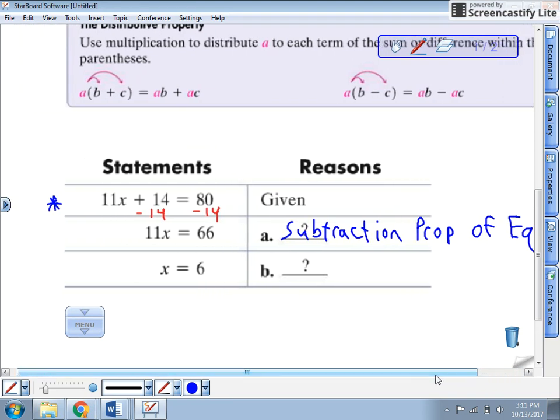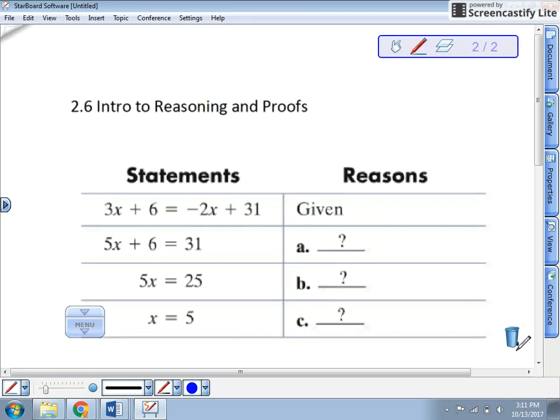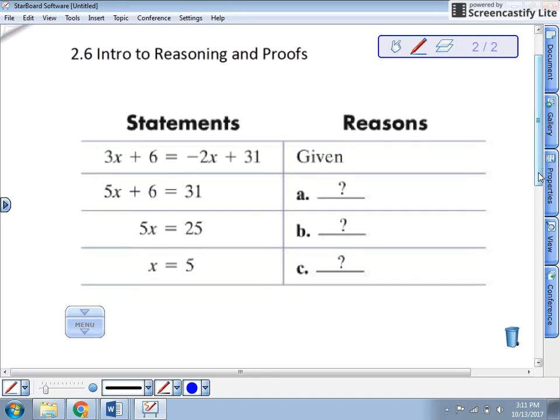And then how do they get from 11x equals 66 to x equals 6? Which property did we do? Well, you can see that they must have divided by 11. So then our reasoning here, we're just simply going to say division property. And then obviously of equality, you guys kind of know how to fill that in. But now we're just going to defend the reasonings on how we can say things are true when we solve equations. One more example, a little bit longer.